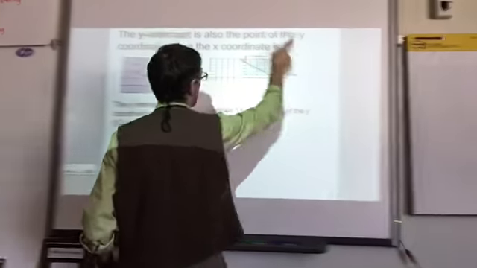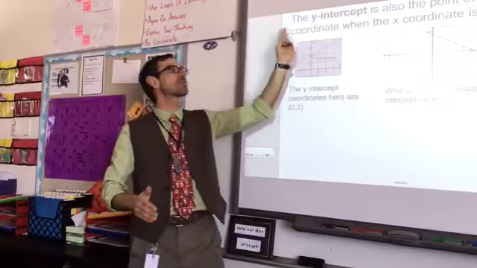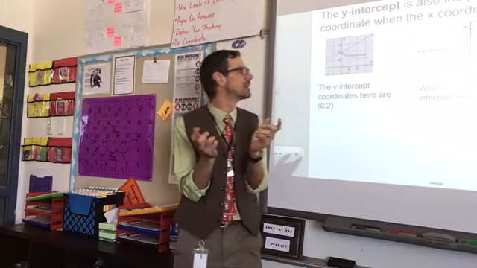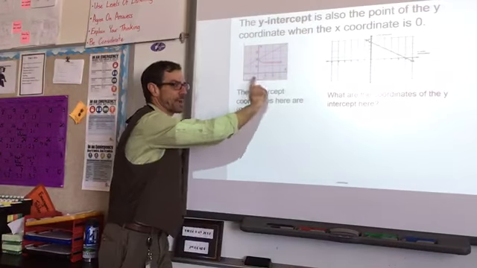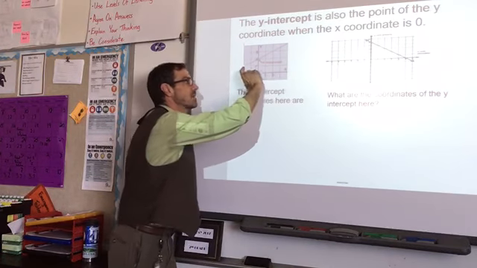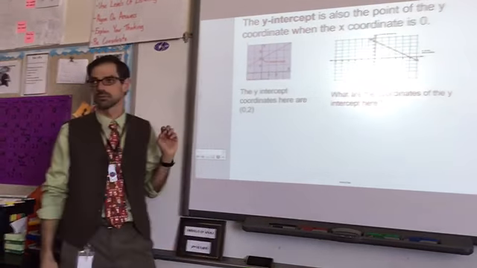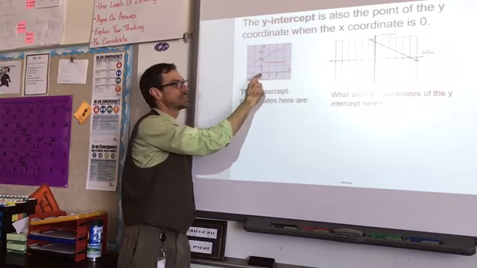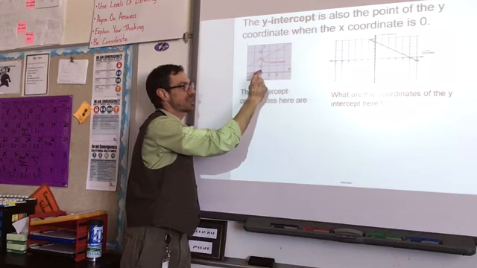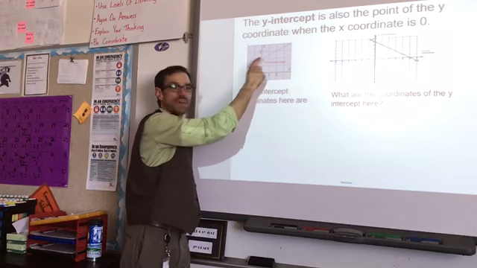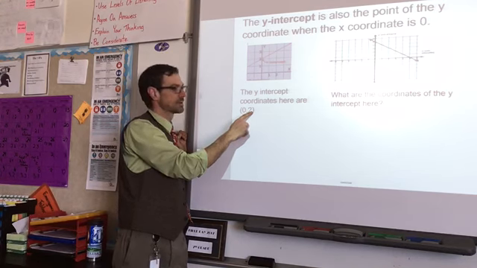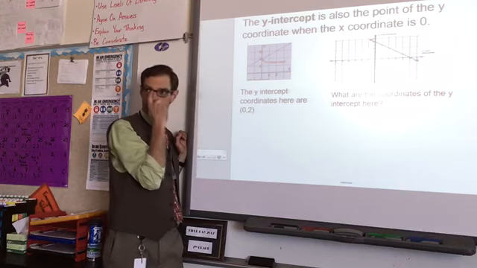So the y-intercept is also the y-coordinate when the x-coordinate is 0. This is what that means. Here, if you look on your paper, you have a positive y-intercept. Your x-coordinate from that y-intercept is 0 because this is the y-axis. So I'm at 0, and I go up 1, 2. I'm at 0, 2. So this is 0, 2.